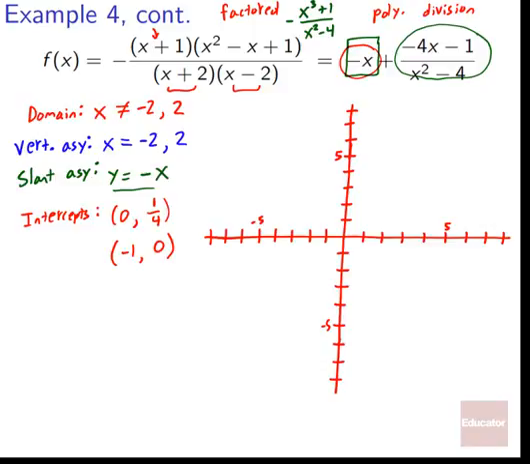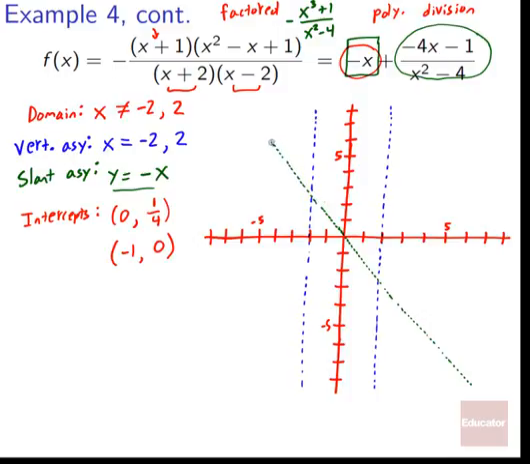Now, let's draw in our vertical asymptotes. Vertical asymptotes at negative 2 and positive 2. And we have a slant asymptote at y equals negative x. So what does that look like? It goes at a 45 degree angle, right? It's got a slope of negative 1. So for every step to the right it takes a step down. So it cuts through, whoops, that was not quite as nice and even as it wants to be. Okay. So we see a slant asymptote like that cutting through the whole thing.